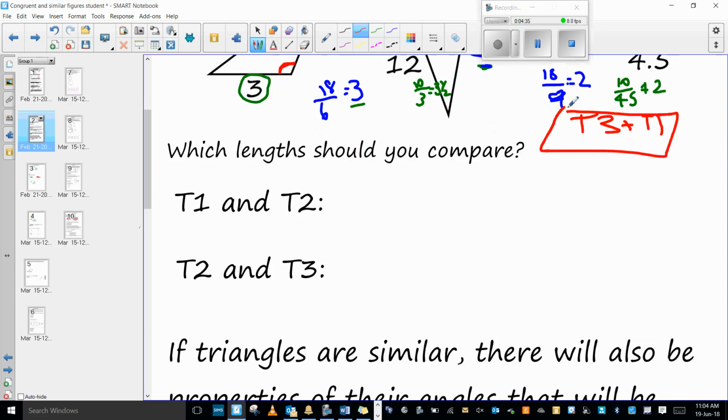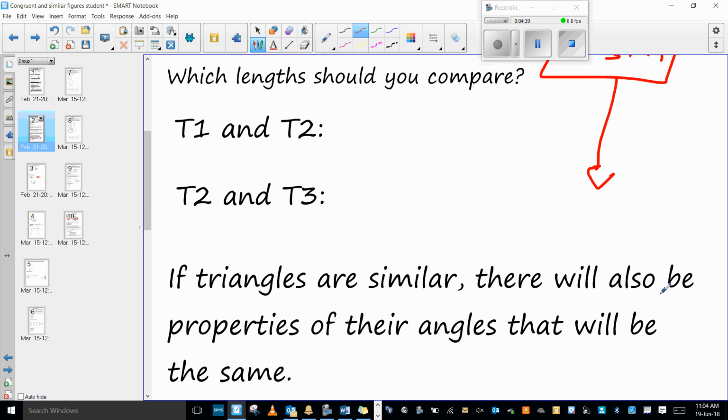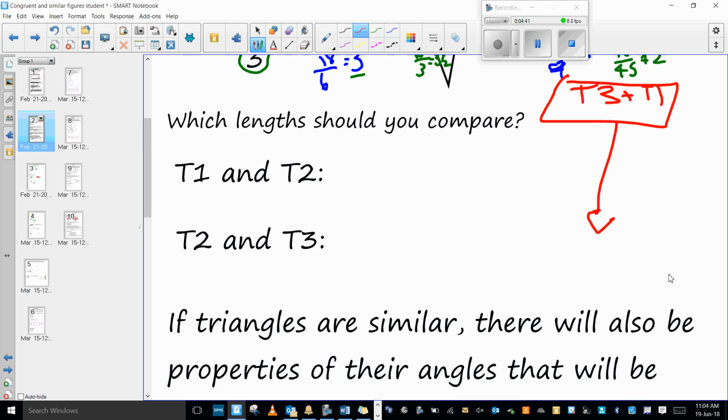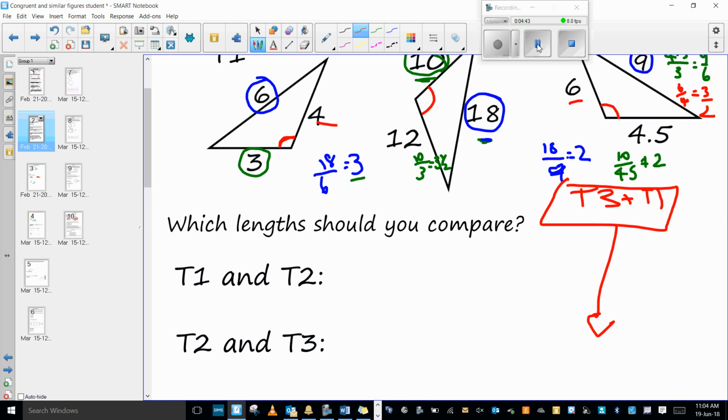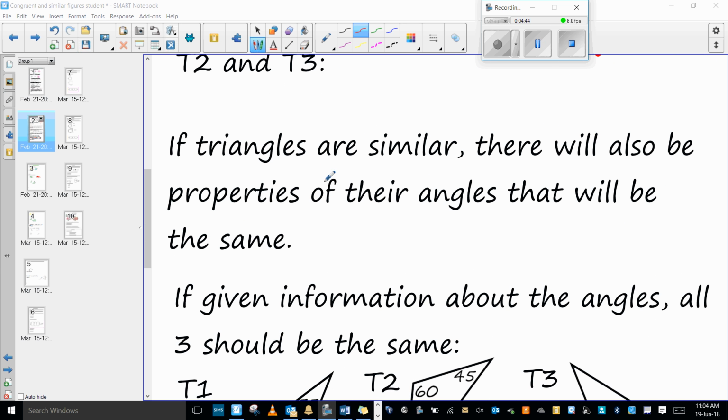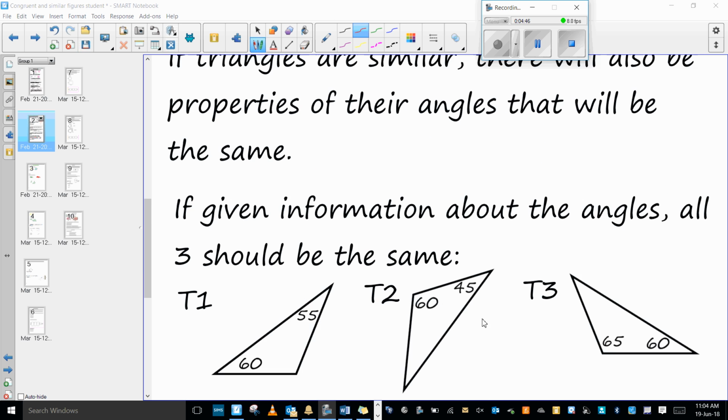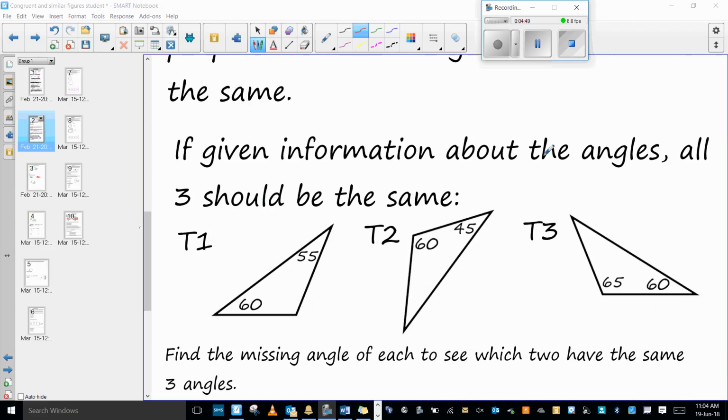So triangles 1 and 3 are similar. All right, so if they're similar, if given information about the angles, we know that all three of them should be the same. So if you're missing an angle, basically you just need to find the missing one. What do we know about angles? They all add up to 180, the interior angles.